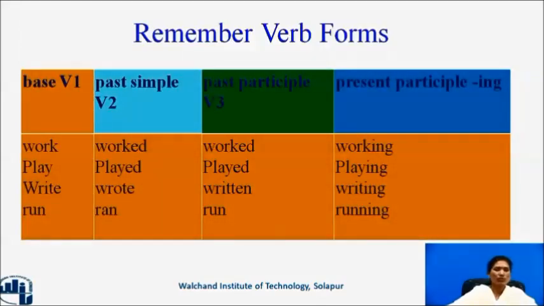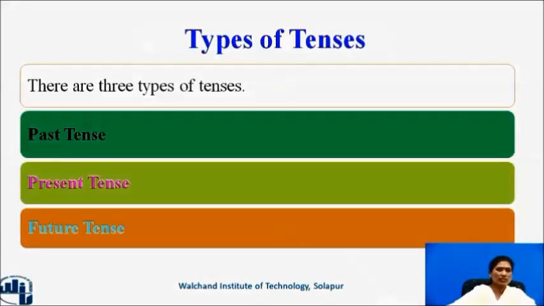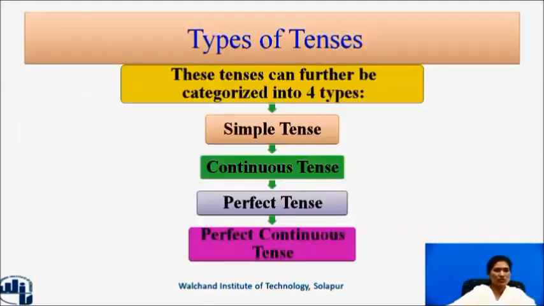Remember the verb forms: main verb, past simple verb, that is the verb second form, past participle, that is the verb third form, and present participle, that is the ing form of the verb. So work, worked, worked and working. Play, played, played, playing. There are three types of tenses: past tense, present tense, future tense. These tenses can further be categorized into four types: simple tense, continuous tense, perfect tense, perfect continuous tense.